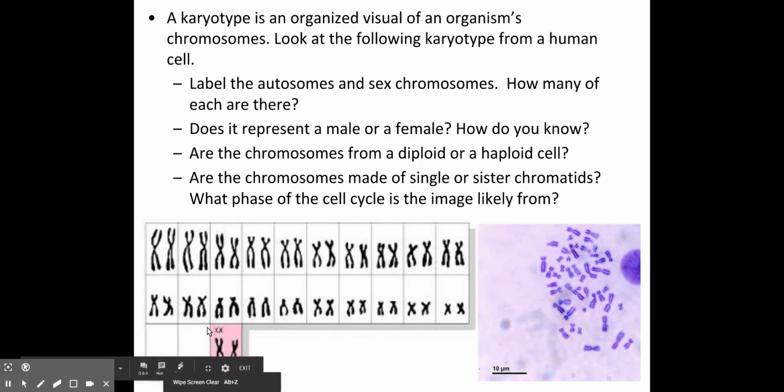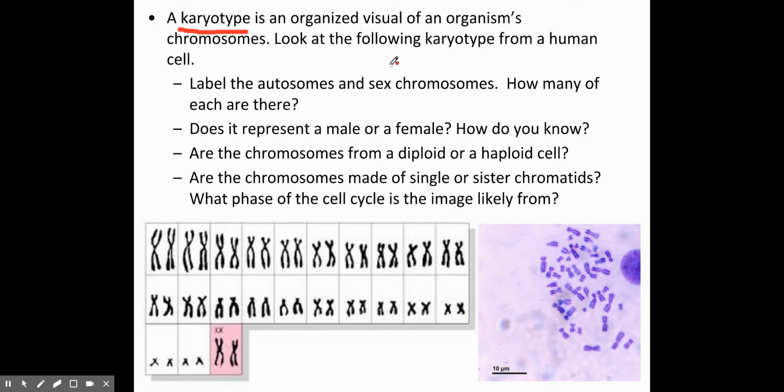So how do we know how many chromosomes are in a particular cell? Scientists will prepare what is called a karyotype, which is an organized visual of the organism's chromosomes. These are prepared from cells that are in the middle of the cell division phase, the M phase, when the chromosomes are all condensed and coiled and you can see them. So this is what it would look like in a real cell. And that's why chromosomes are often represented with these X shapes.